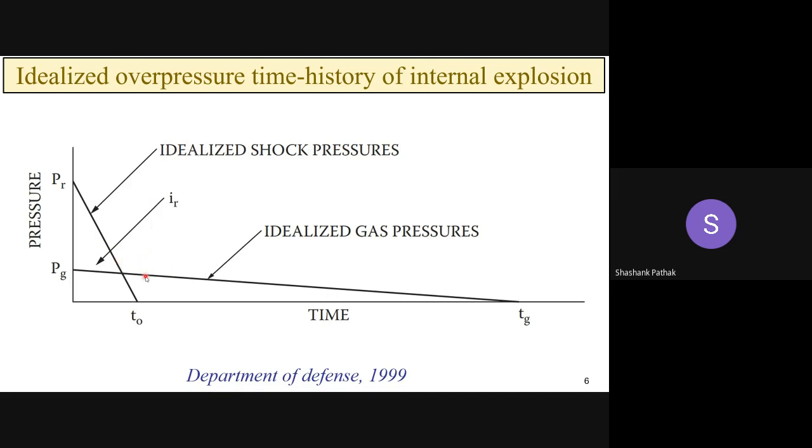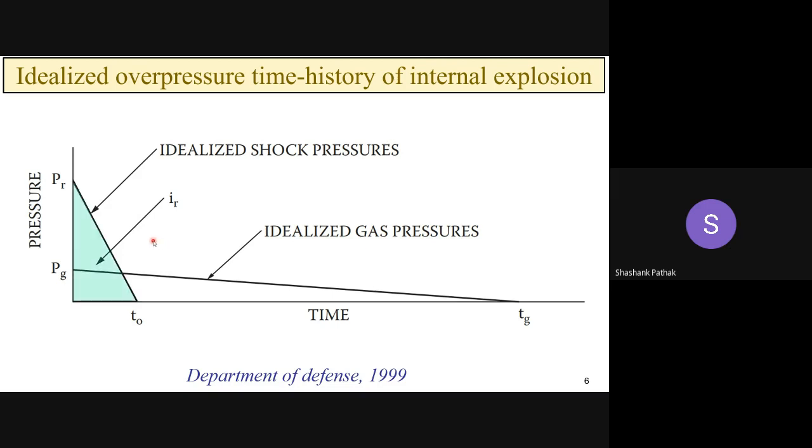These idealized histories have been generated based on a lot of experimental data, a lot of observations, and understanding of the topic. So if you know PR, T0, PG, and TG, you can very easily get these curves, these lines, and then you will get an overpressure time history for your design purpose. Now we will see one example of how to compute the peak gas pressure using the empirical charts and relations.